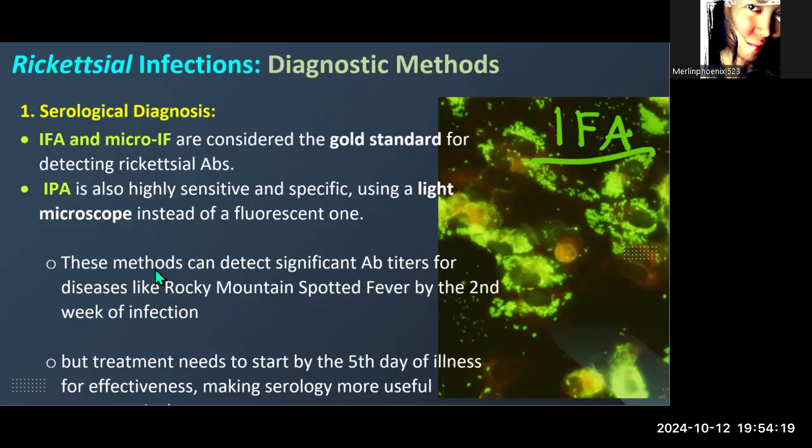And then these methods can identify significant antibody titers of diseases like RMSF or the Rocky Mountain spotted fever by the second week of infection. However, treatment should begin by the fifth day of illness for effectiveness. So making serology more useful for retrospective diagnosis.